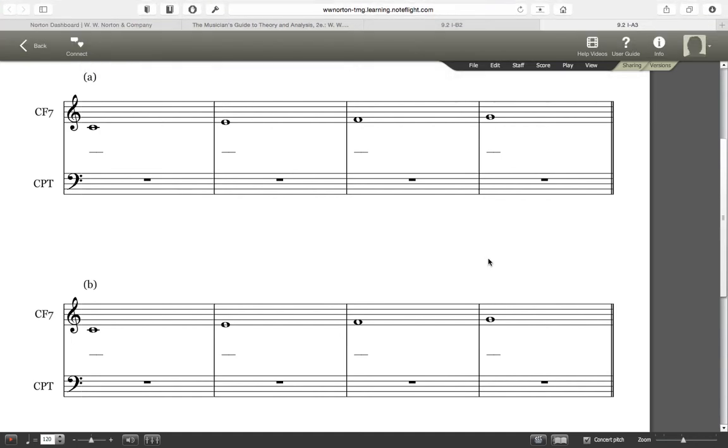Alright, here's another tutorial for Noteflight. This time I'm going to be showing you a strategy for dealing with Cantus Firmus and Counterpoint. Now that we've worked out some of the kinks with Noteflight, we can actually get into doing this right.